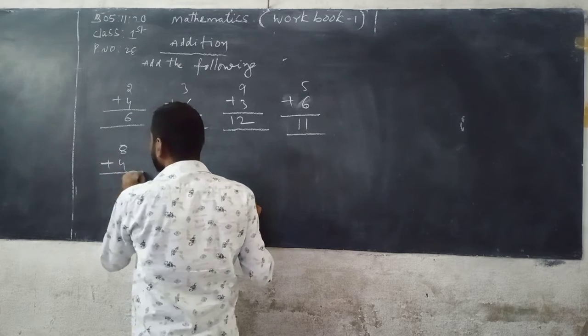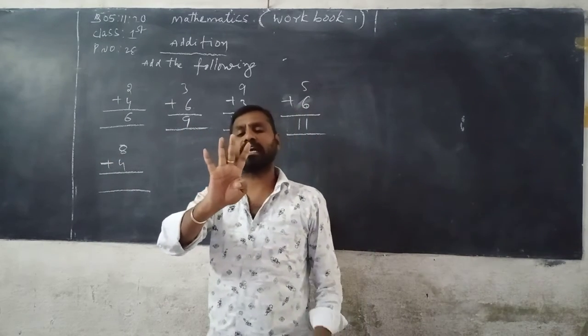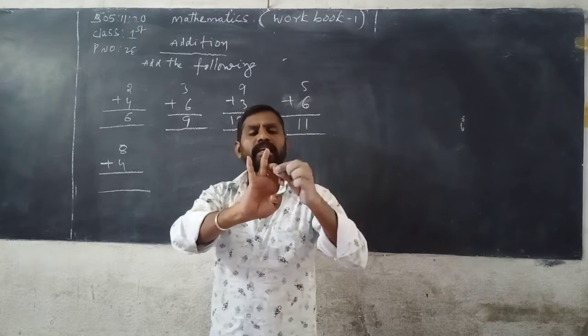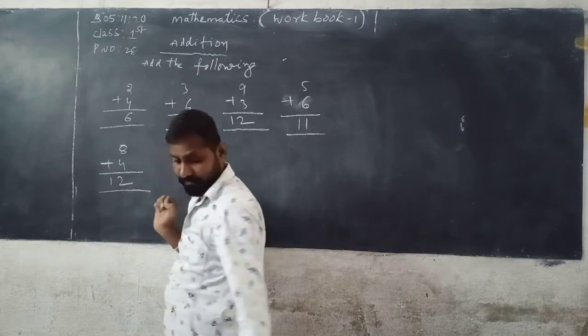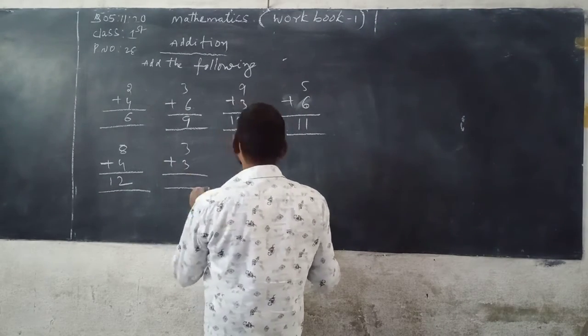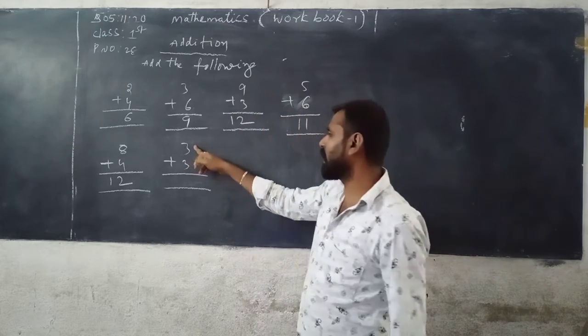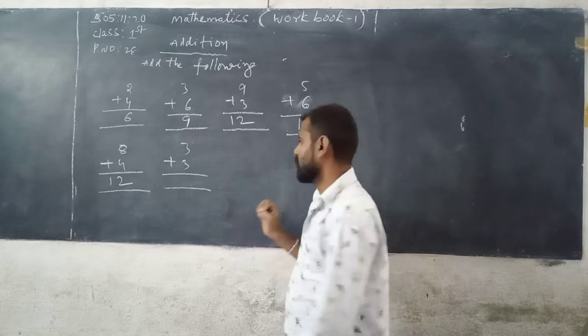8 plus 4. Keep the bigger number 8 in your mind and take 4 fingers in your hand. You can count 8, after that 9, 10, 11, 12. Next, 3 plus 3, very simple, 6. Keep 3 in your mind and take 3 fingers in your hand. You can count 3, after that 4, 5, 6.